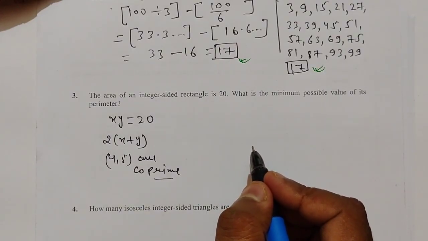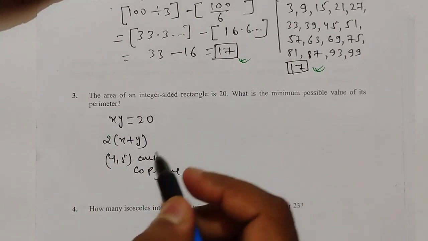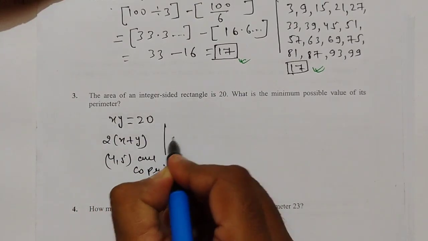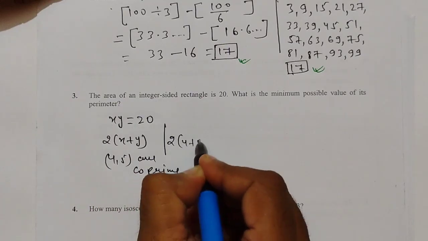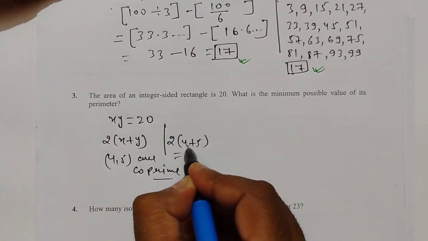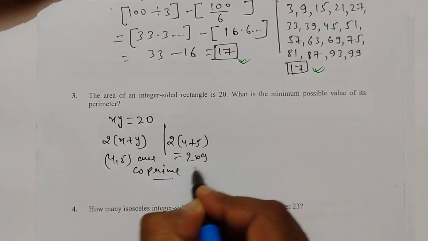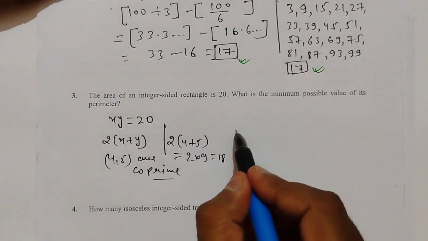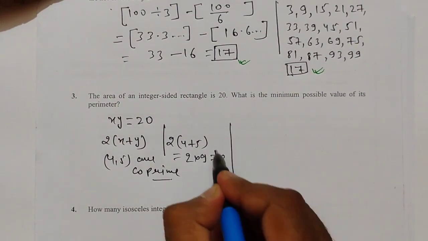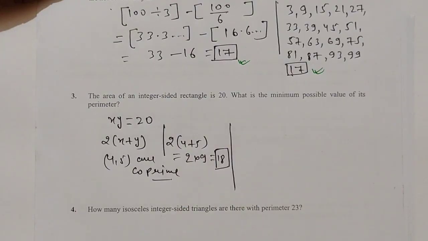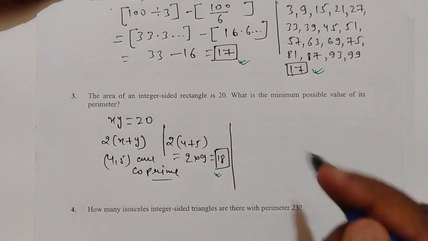The perimeter will be 2 times 4 plus 5, which is equal to 2 into 9, which is 18. So this is the first solution we have. The minimum value of the perimeter will be 18.